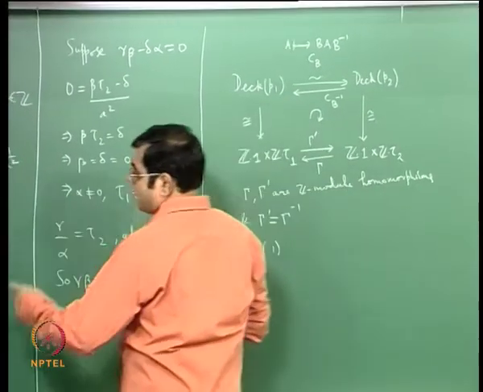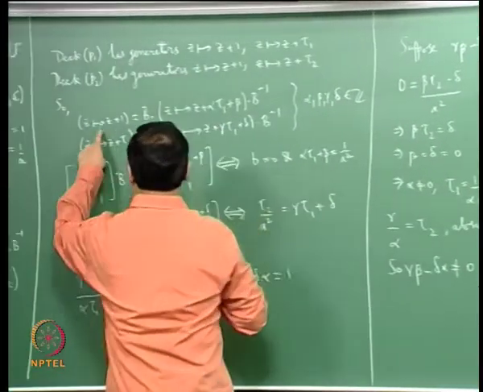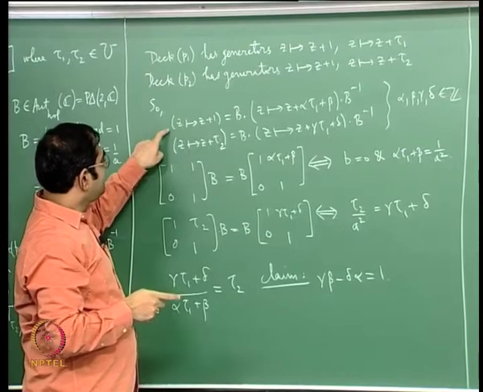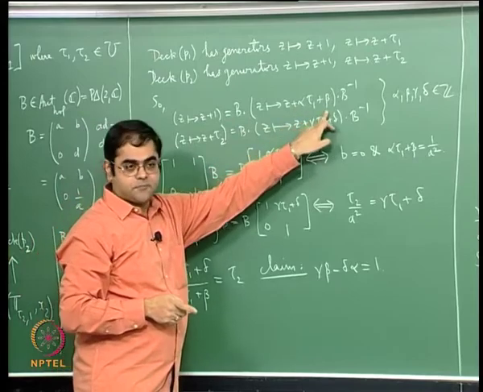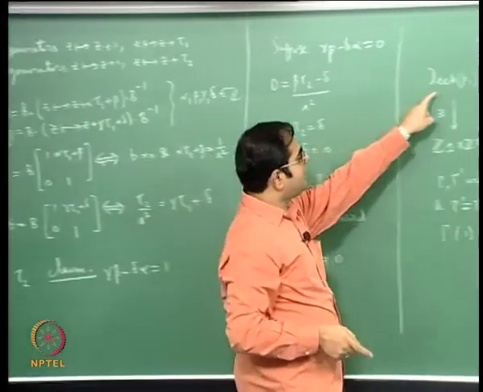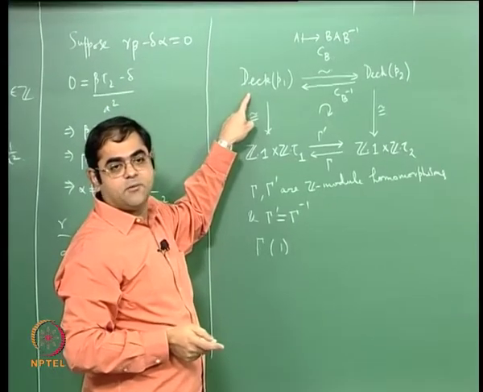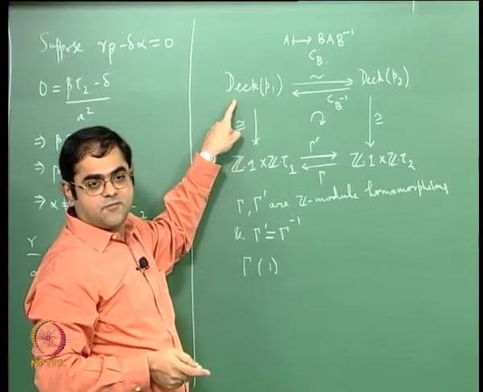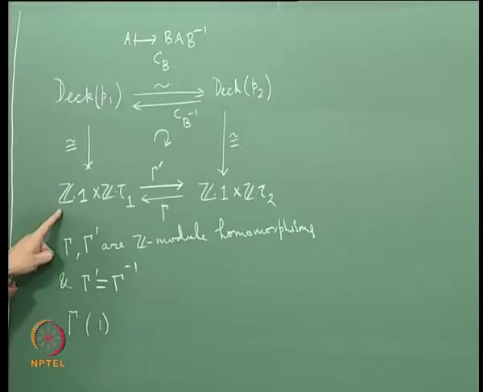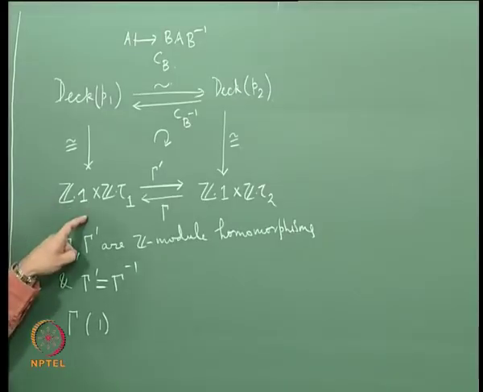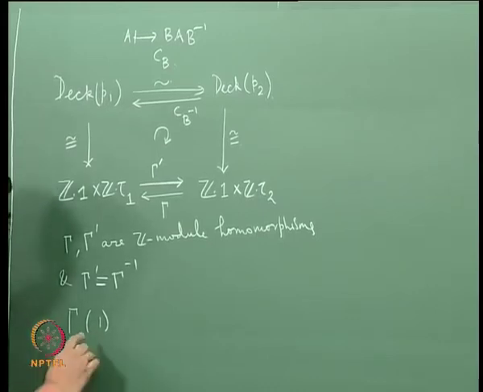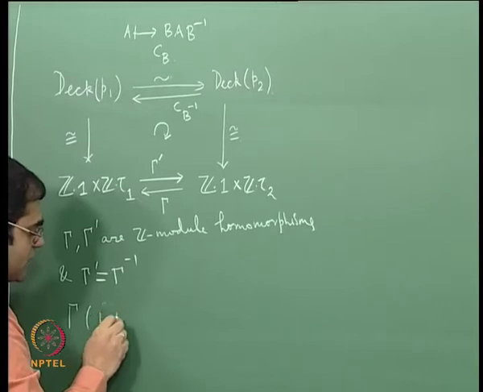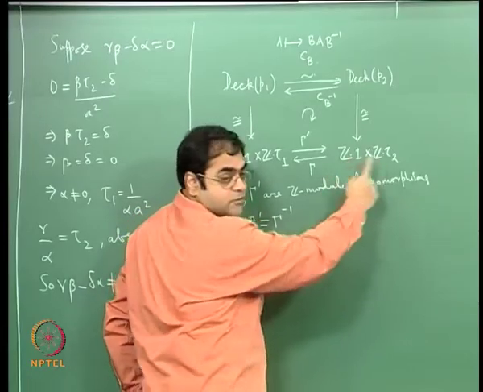Go back to this equation here: B inverse · (z going to z plus 1) · B is actually z going to z plus alpha tau 1 plus beta. So when I come here I will get the map z going to z plus alpha tau 1 plus beta, and if I bring it down here I will get the element alpha times 1 plus beta times tau 1, so I will basically get alpha comma beta. So gamma of 1, what I mean by that is gamma of (1, 0), you take 1 here and take 0 there.